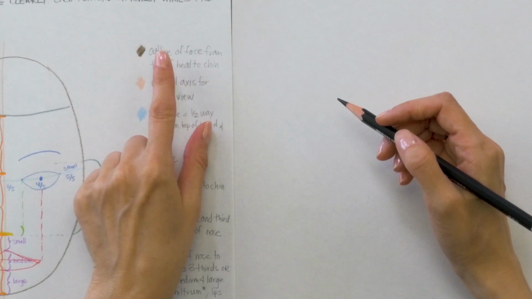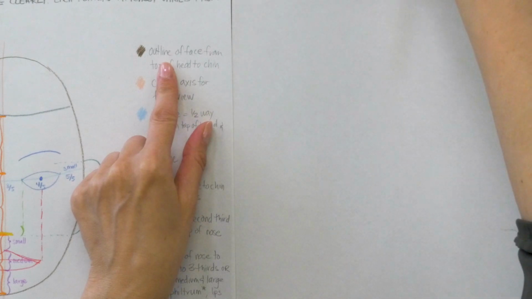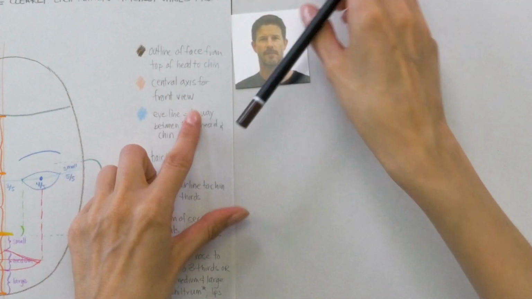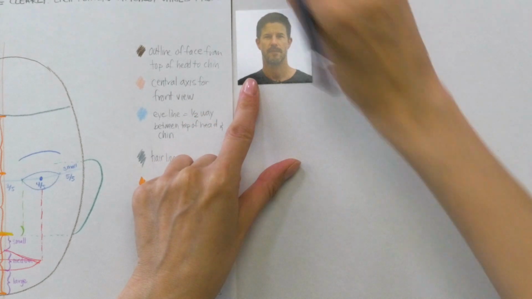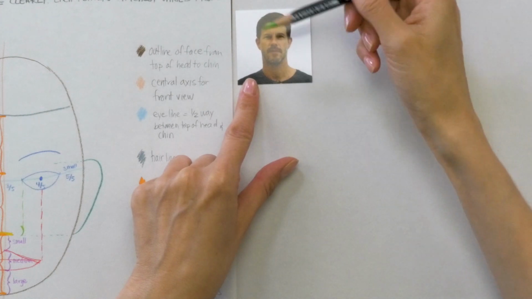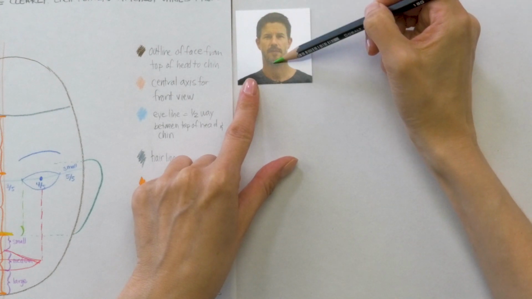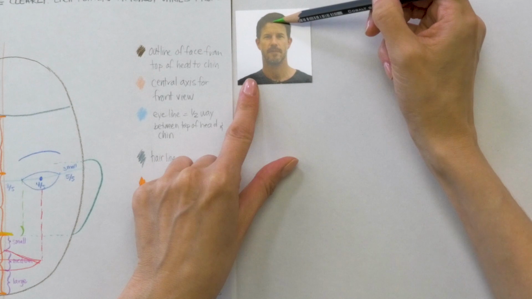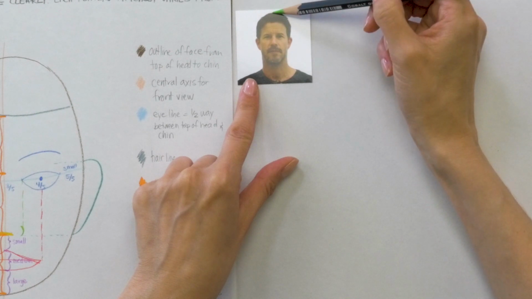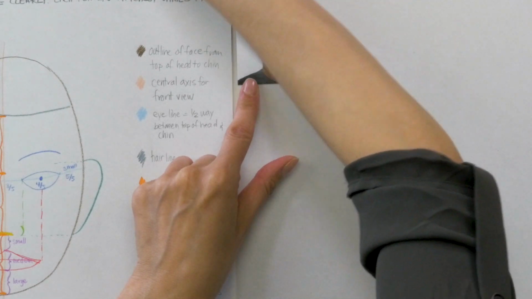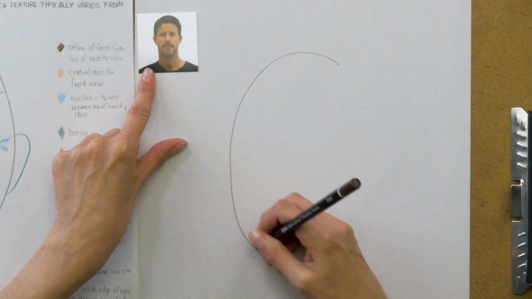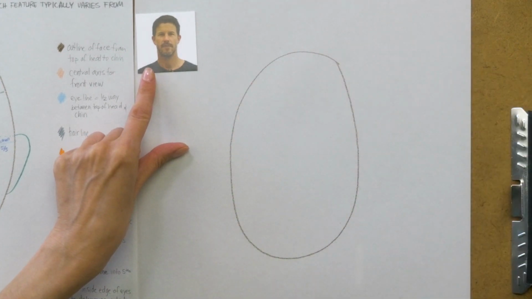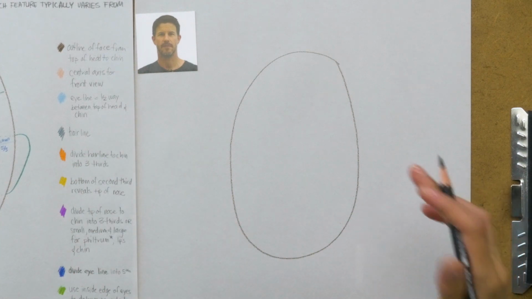So the first step is the outline of the face, and this is really important. You want to include on the outline of the face from the top of the hair. Let's use a color so you can see this. The top of the hair to the bottom of the chin. So I'm not going to go from the hairline to the chin, but rather the top of the head, including all of the hair, to the chin. Okay, so I start with just doing an oval. If my oval's not perfect, I don't worry about it.